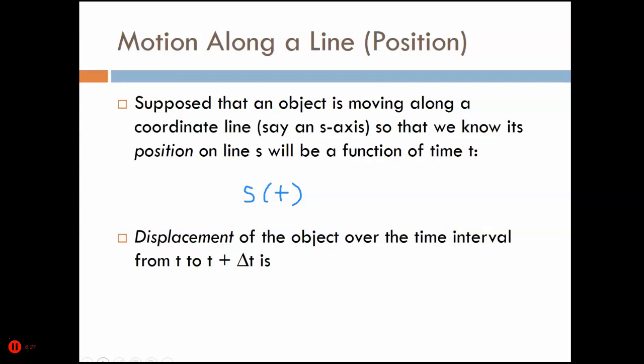Displacement is different than distance. Displacement is the total movement of the object over the time interval, where position is where that object is at that precise moment. So if I start here at this red block, that's my initial position. I could go 2 steps forward, and now my position is s of 2.